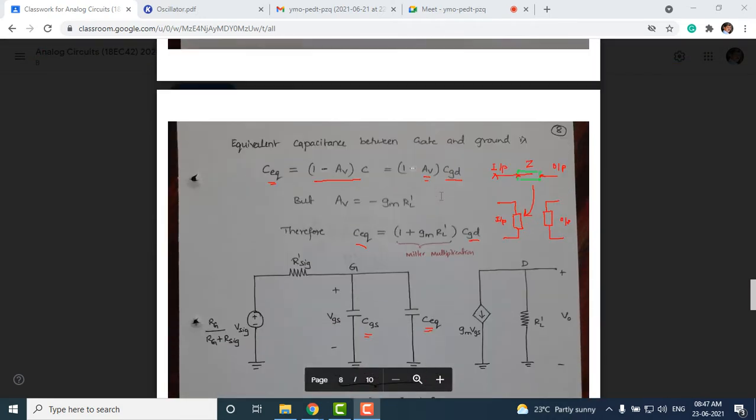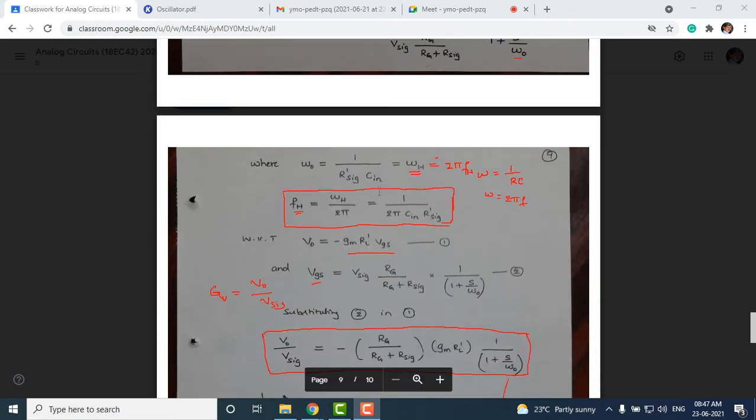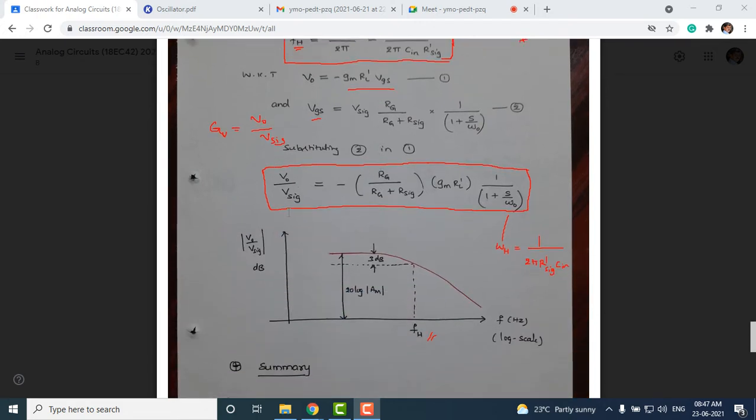Finally, we have shown the equivalent capacitance also, and then we arrived at the high frequency upper cutoff frequency expression, which we derived as 1 by 2 pi times input capacitance and R dash signal. Okay, so, this we have discussed in the last class, the derivation part. And finally, we have shown the overall gain equation, V naught by V signal, and its frequency dependence also.